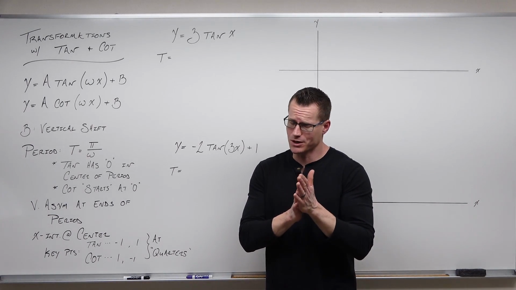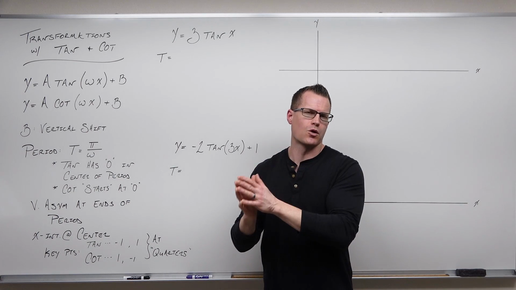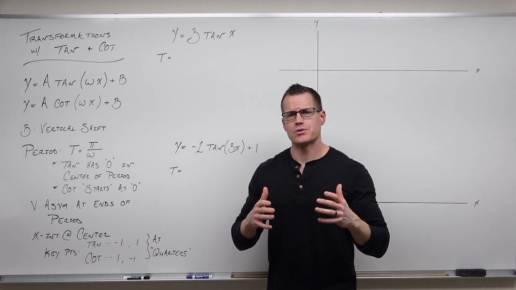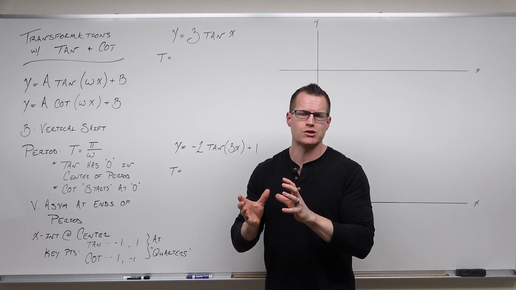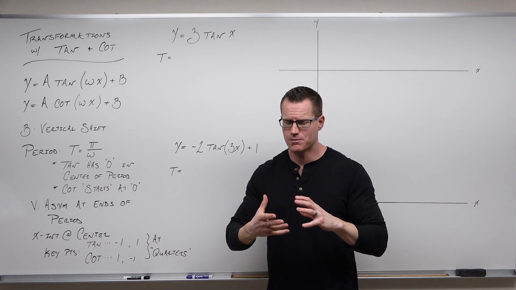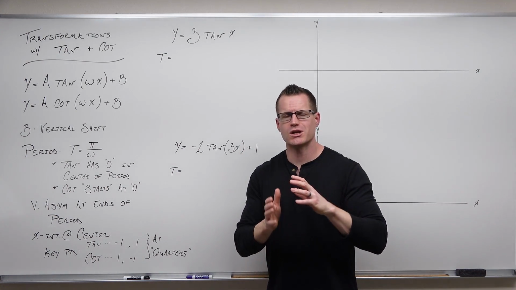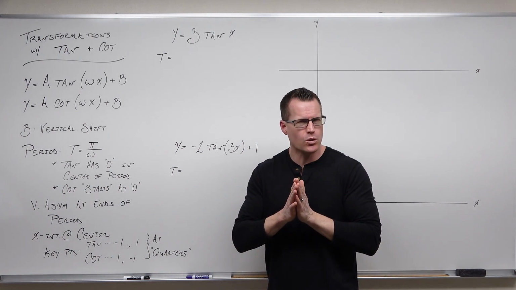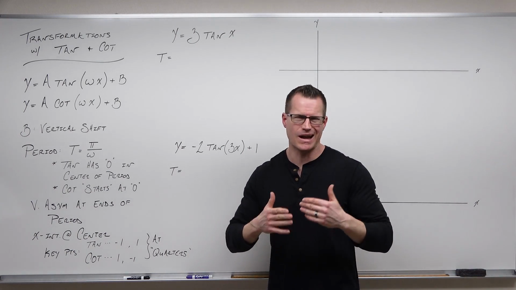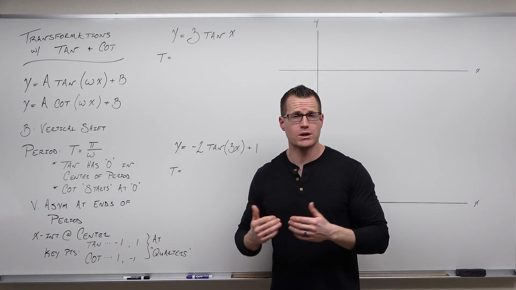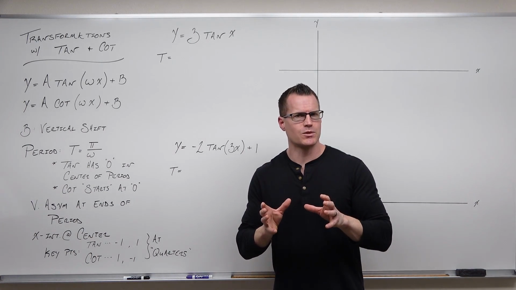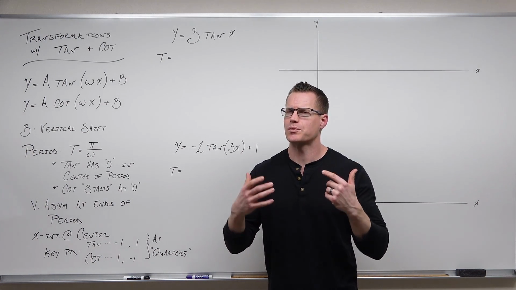So in this video, what we're going to talk about is how to transform some of the graphs we just learned about. How to transform tangent and cotangent in terms of a vertical shift, maybe a vertical stretch or compression, and then altering the period, which is a horizontal stretch or compression, depending on how we alter that period. So we're going to take a look at that. It's very, very similar to sine and cosine in how we approach this idea.